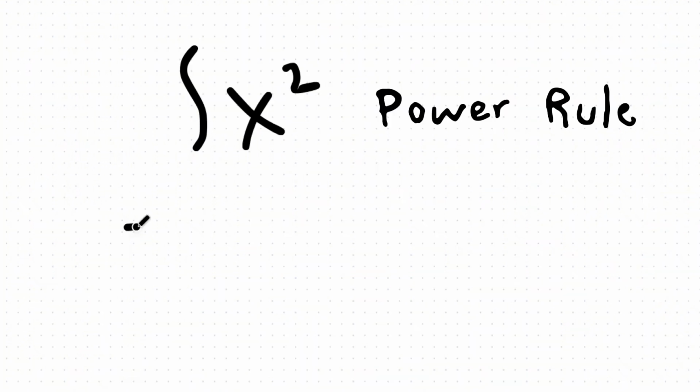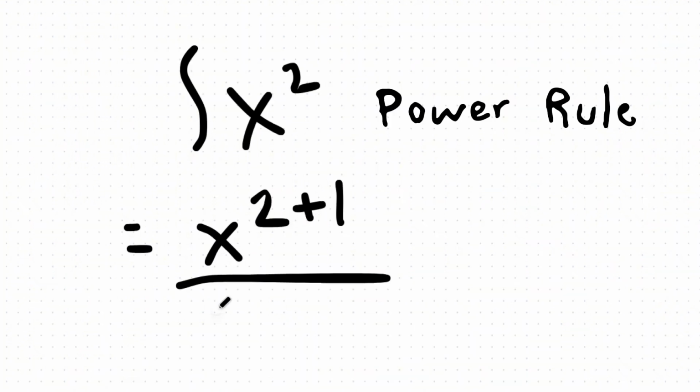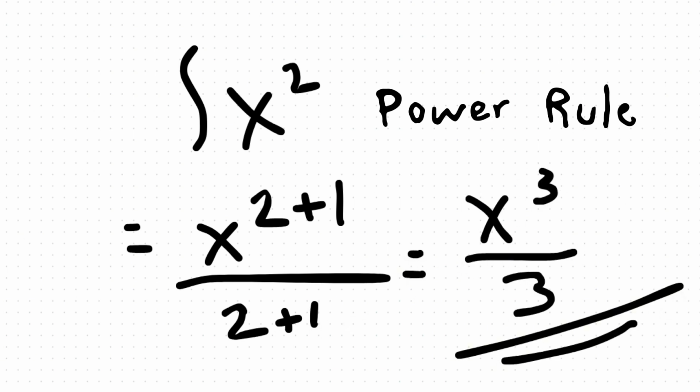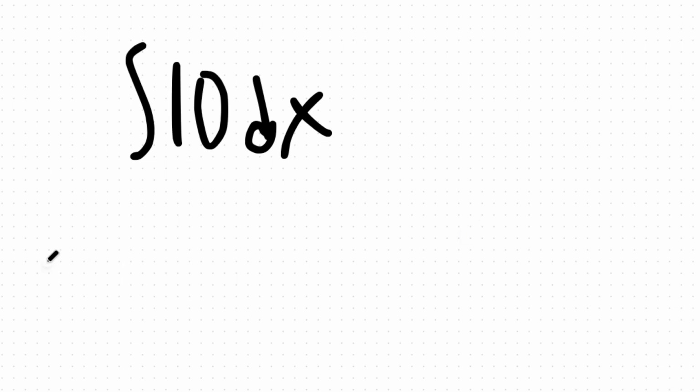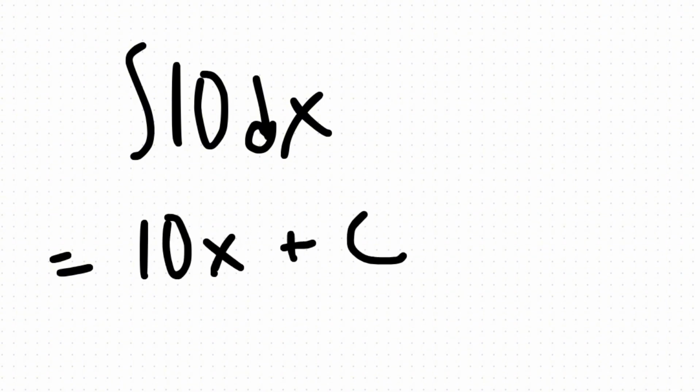To solve integrals, we have some rules. The simplest is the power rule. Add 1 to the exponent, then divide by the new exponent. For now, we're going to only talk about the power rule. Say we have integral 10 dx. Look at the expression. It is just a constant. The rule is constant times x. So integral 10 dx equals 10x plus c.